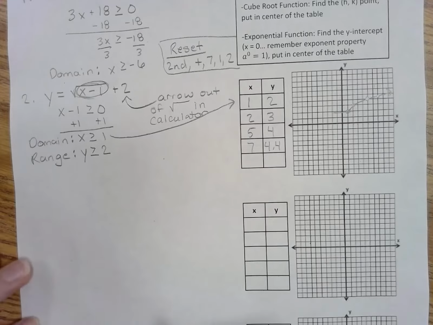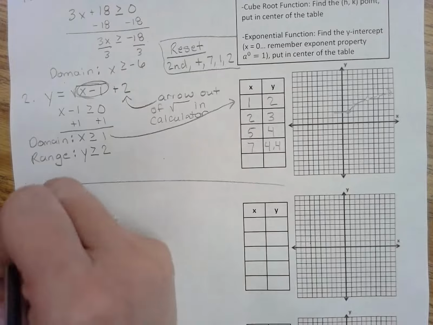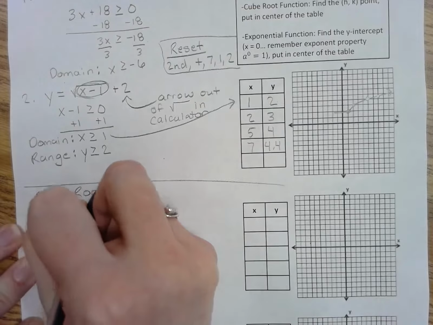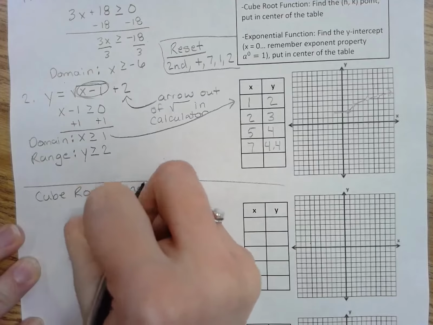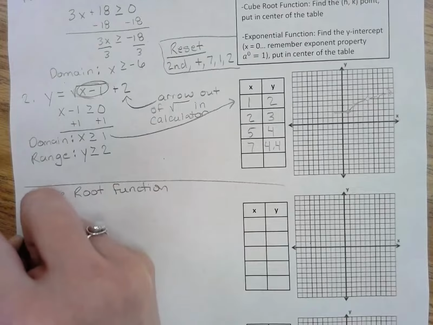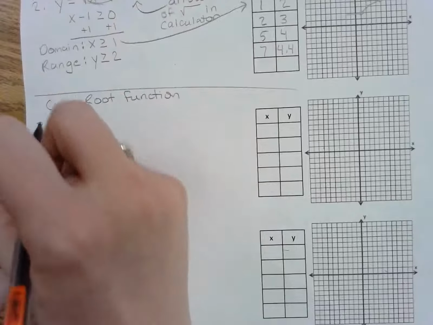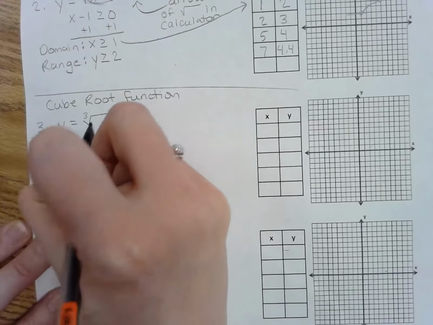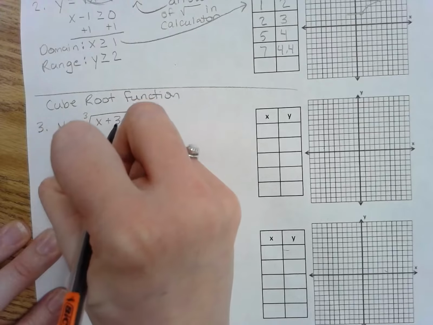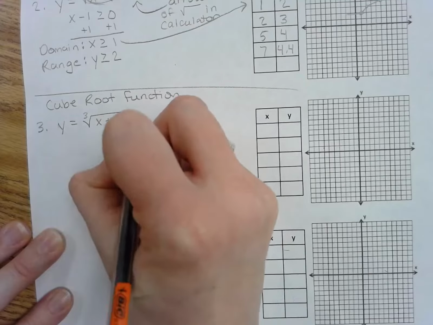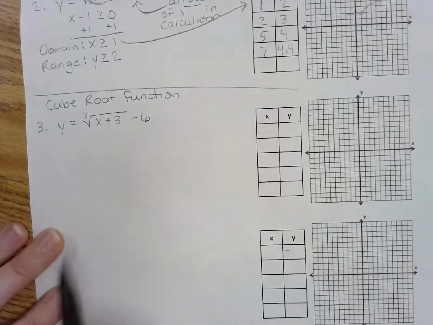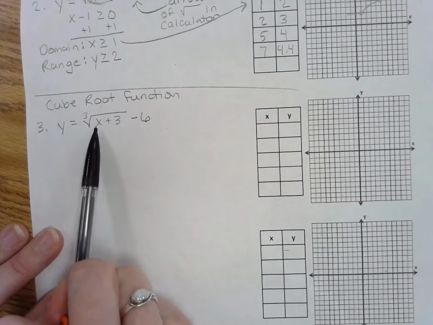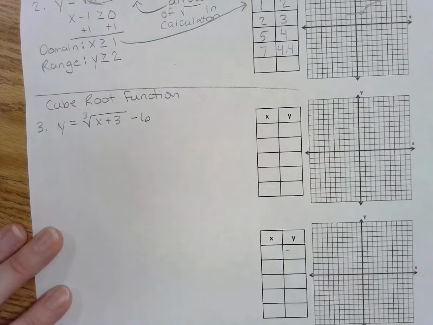Let's look at our next function. It's going to be a cube root function. So example 3, we have y equals the cube root of x plus 3. And then on the outside of that, we have the minus 6. Again, we know this is a cube root function because we have the cube root symbol where our x is inside of that cube root.